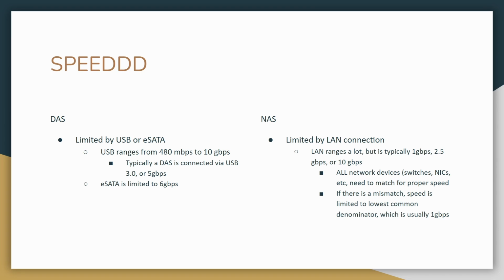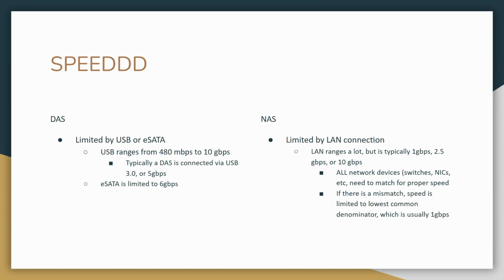Additionally, a DAS probably will not use the throughput of a whole 40 gigabits per second, so usually it tops out at 5 or 10. Typically, a DAS is connected though via USB 3.0, which is about 5 gigabits per second. eSATA, on the other hand, is limited to about 6 gigabits per second, as it's the same limit as actual SATA 3.